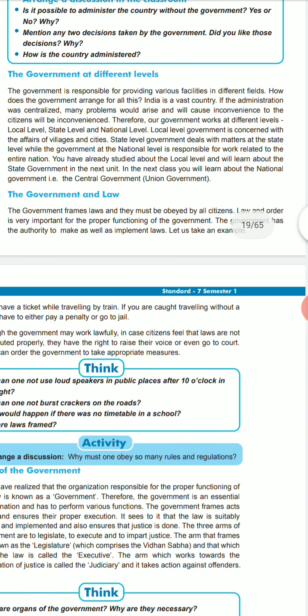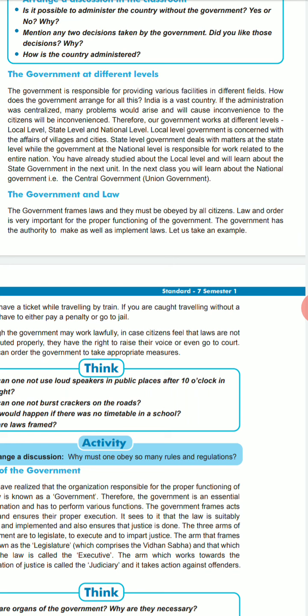Now, the government and law. The government frames laws and they must be obeyed by all citizens. If the government frames, means makes, a law, then all have to obey the law.